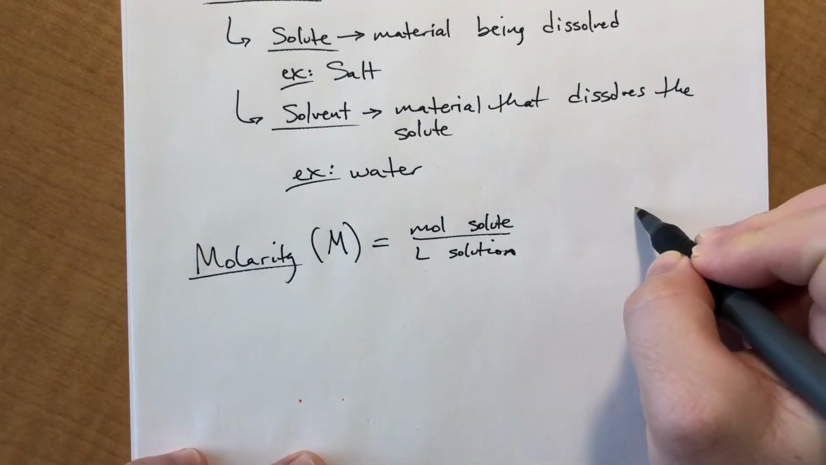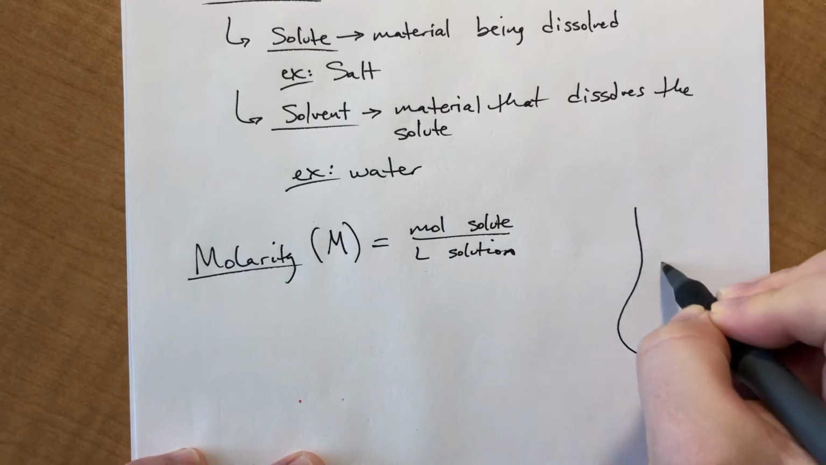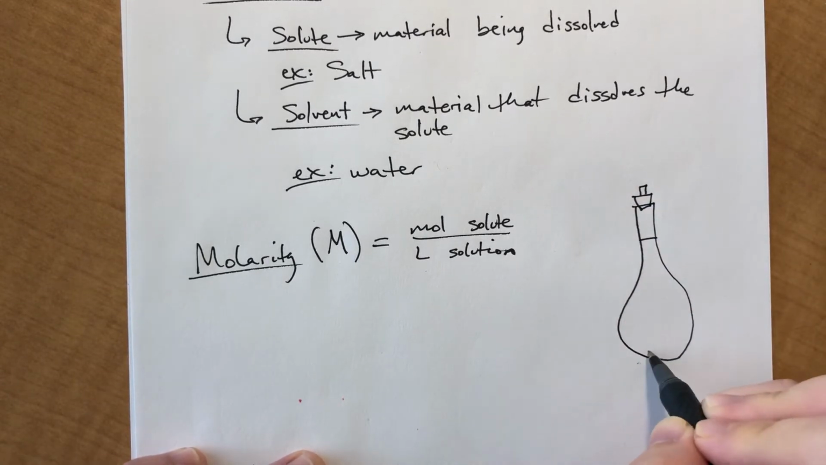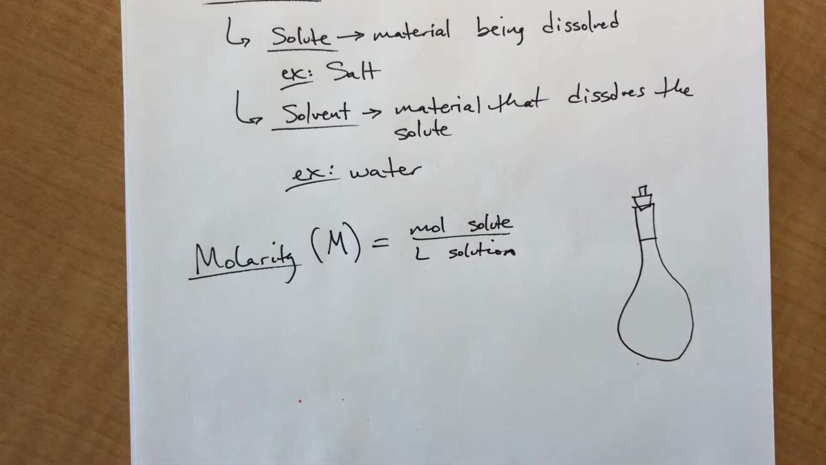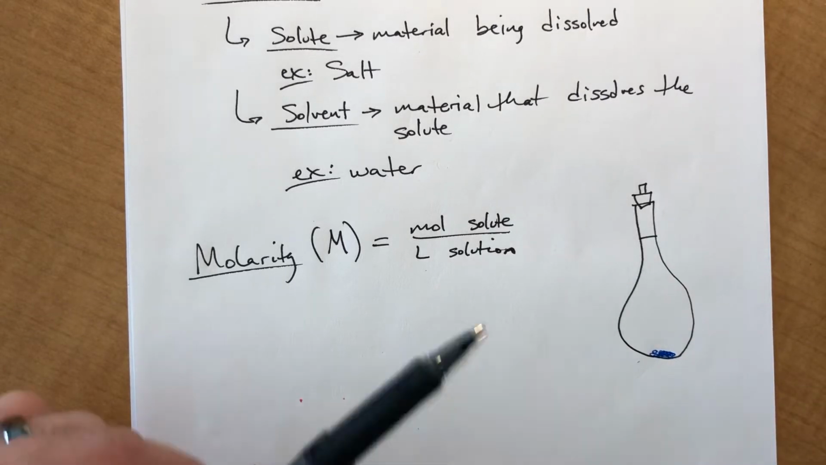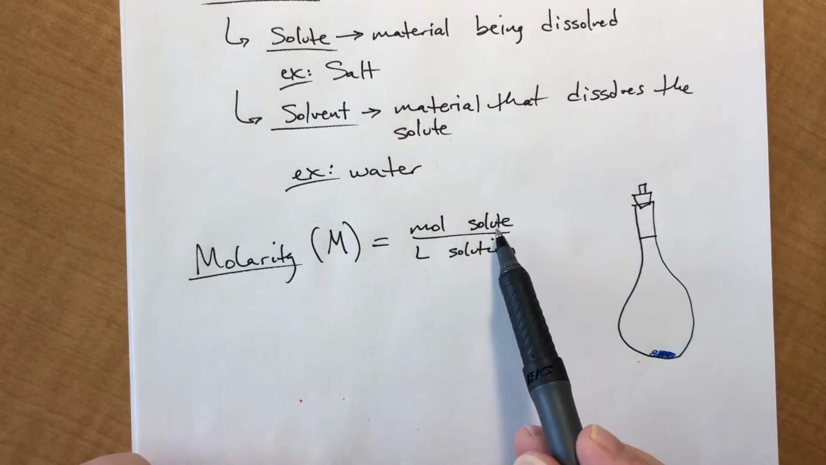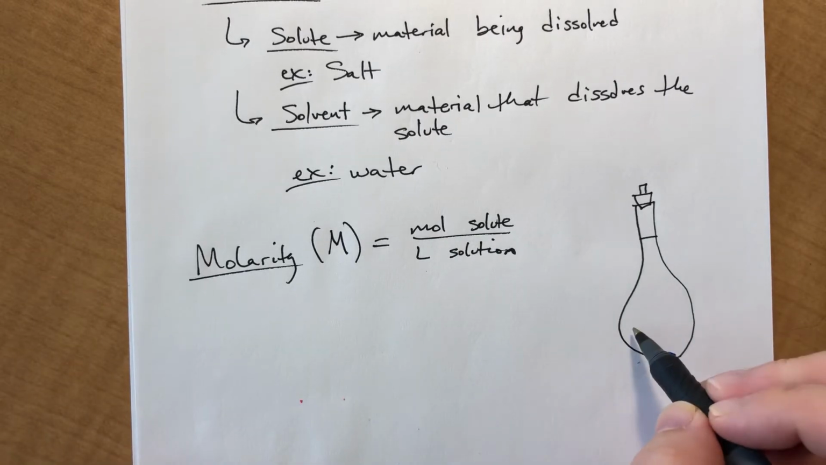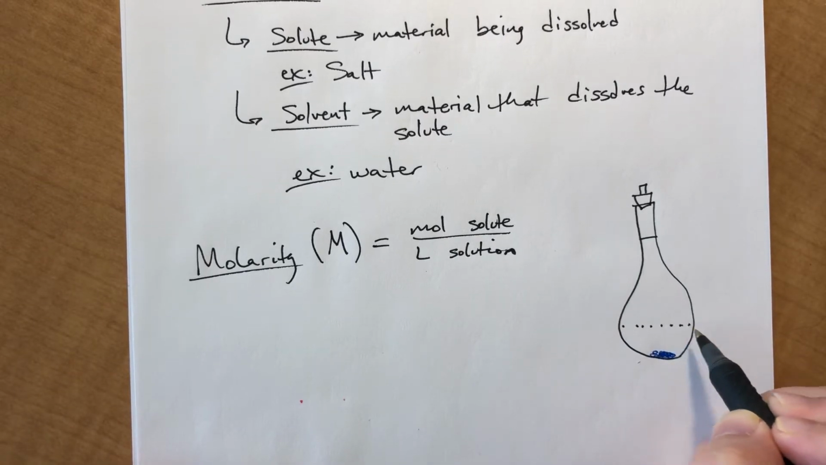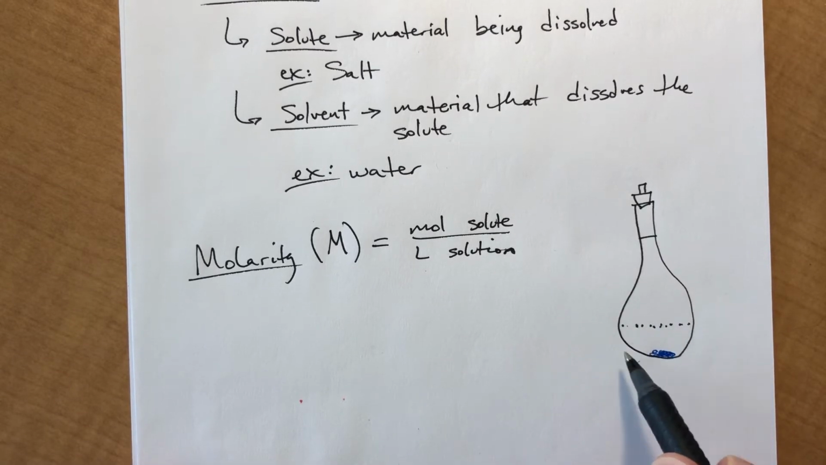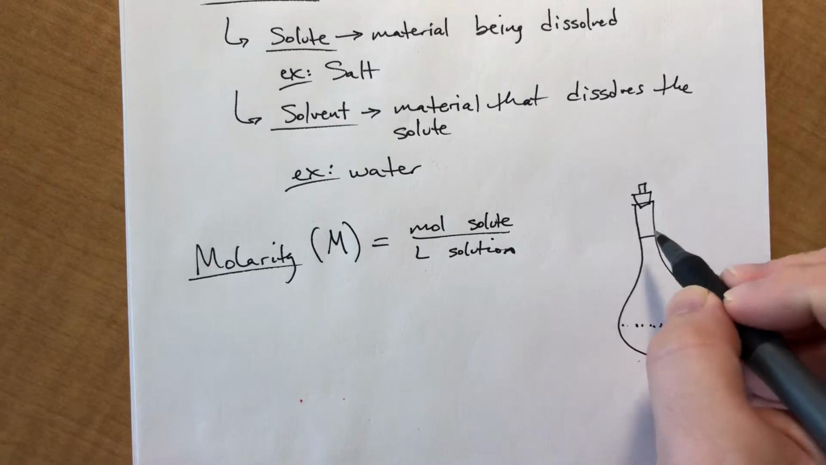Typically, these are made in something called volumetric flasks. They have a little stopper at the top, and they have a little line right there. What you do is you put your solid in there. I guess we'll make it blue, whatever. You measure out your solid, so you'll know its mass. You'll be able to convert to moles using the periodic table like we've done before. Then you fill this about halfway with water. Then you swirl it around until all of it dissolves, and then you fill it up to this line.